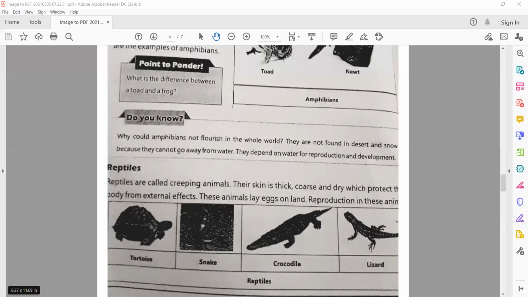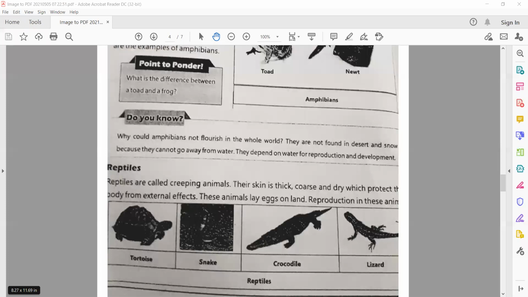These are the examples of reptiles. Reptiles are also cool-blooded animals. They have a dry skin covered with scales, because the skin protects them from the external effects like rain, temperature, and any climate changes. So their dry skin protects them from the external effects.